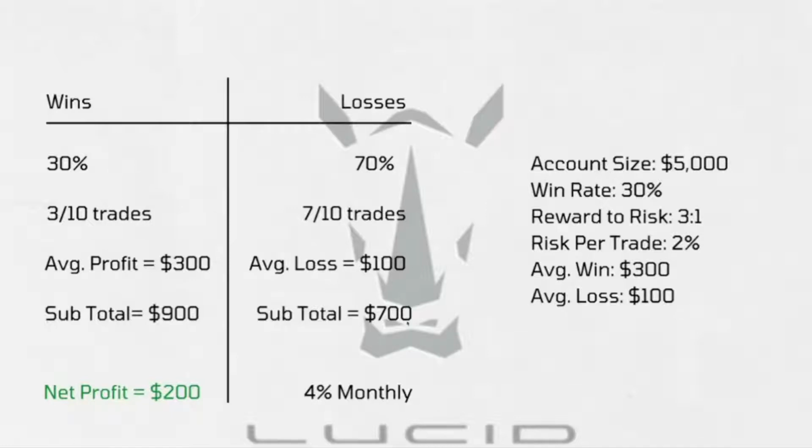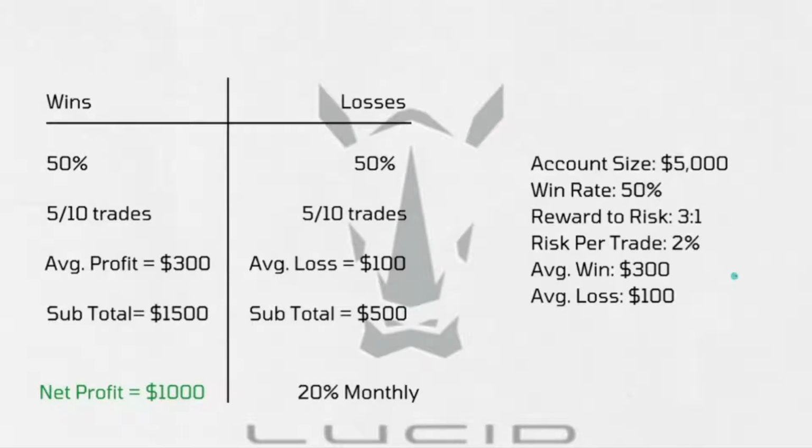Okay. So we're gonna talk through at the end how to frame these higher reward to risk trades. So we'll move on to another example. All right, same account size, 5,000, but we're going to say the win rate is 50%. Simply winning 2 more trades and losing 2 less trades. Same reward to risk model, 3 to 1, still risking 2%. Average win, still 300. Average loss is still 100.